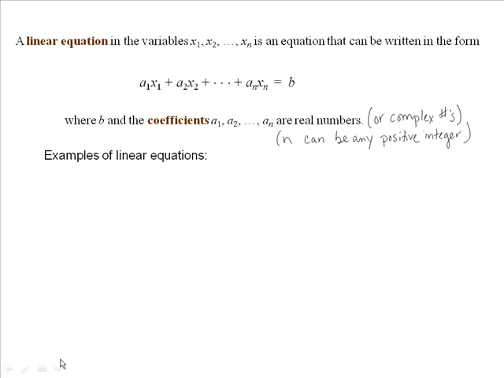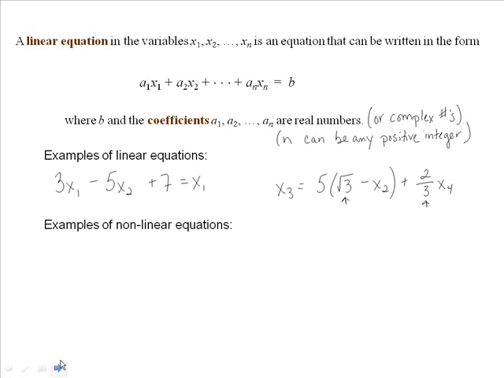Some examples of linear equations: 3x1 minus 5x2 plus 7 equals x1. So x1 is repeated, but this is still a linear equation. Also, x3 equals 5 times the square root of 3 minus x2 plus 2/3 x4. So the coefficients can have radicals or fractions, but the fraction can't happen to the variable itself. It can happen to the coefficient but not to the variable. If it does, then it's nonlinear.